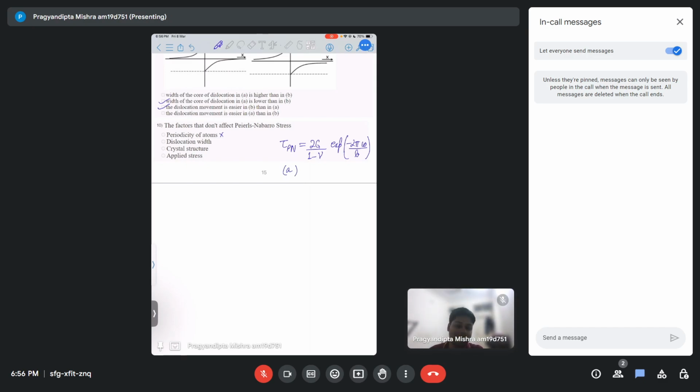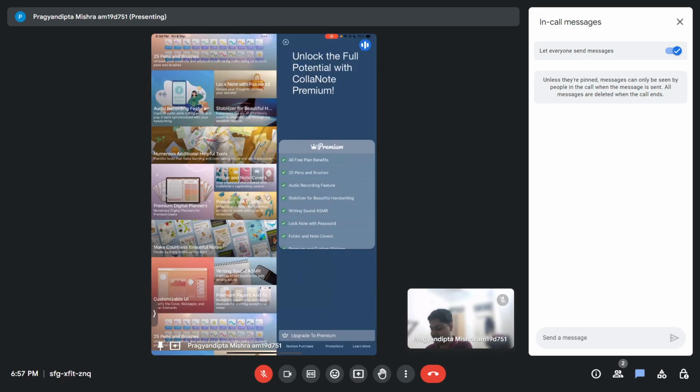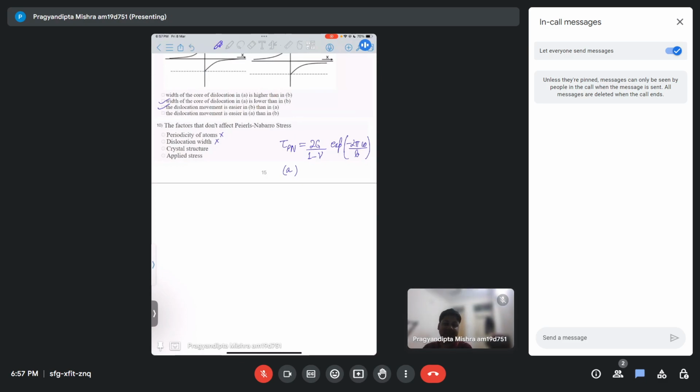Dislocation width. Now dislocation width is w, which is again there in the formula. You can see that this option is also wrong. Next, crystal structure. Does crystal structure affect the Peierls-Nabarro stress? Yes. How? Crystal structure will influence the Burgers vector or slip vector, right? If the crystal structure is different, the slip vector will change or the Burgers vector will change. So you cannot say crystal structure is directly affecting Peierls-Nabarro stress, but it is influencing the Burgers vector, which in turn influences the Peierls-Nabarro stress.